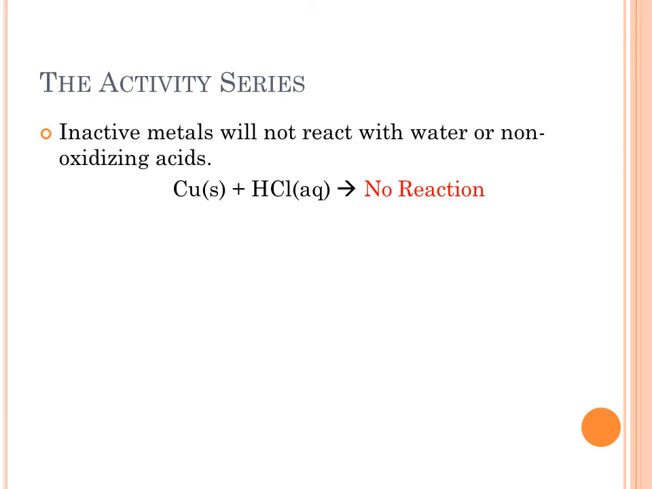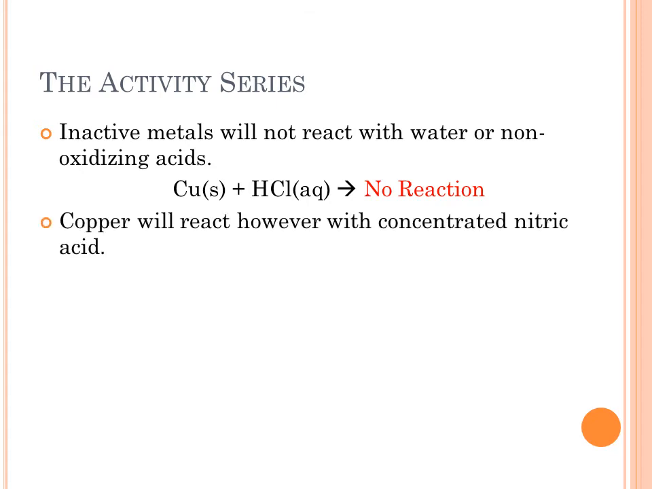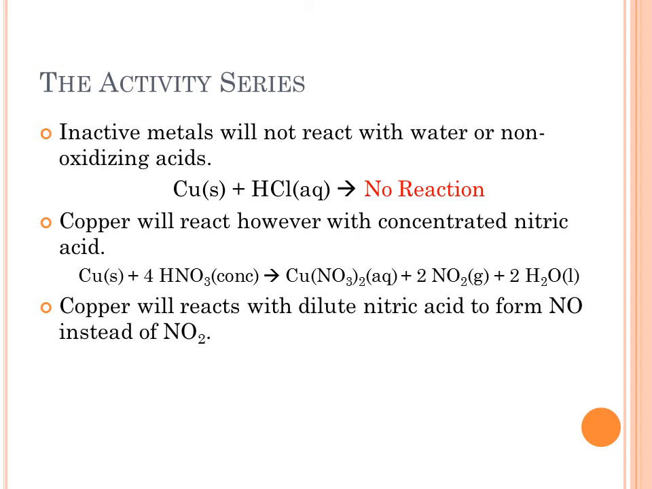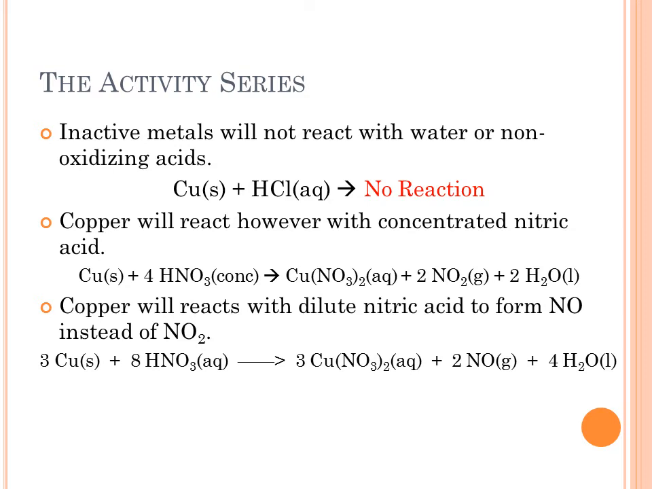For example, if you try to react copper with hydrochloric acid, you will get no reaction because the copper is not high enough on the activity series. Copper will react with concentrated nitric acid to form copper 2 nitrate, nitrogen dioxide, which is a red gas that's given off, and water. If the nitric acid's dilute, it tends to form nitrogen monoxide instead of nitrogen dioxide. So copper plus dilute nitric acid will produce still copper 2 nitrate, but nitrogen monoxide and water, and you notice the stoichiometry is a little different.